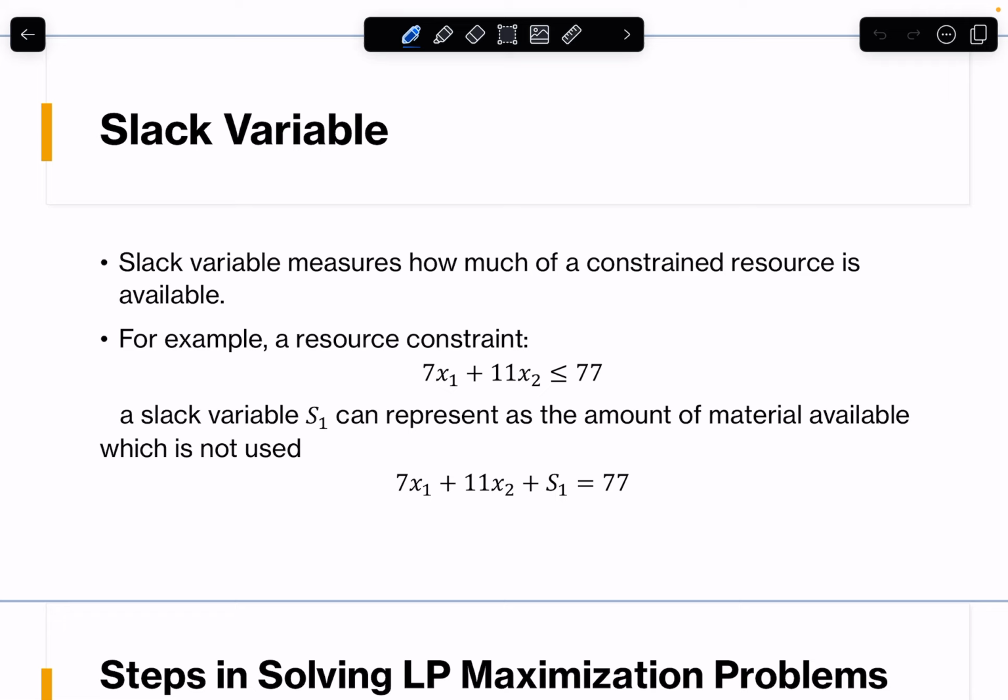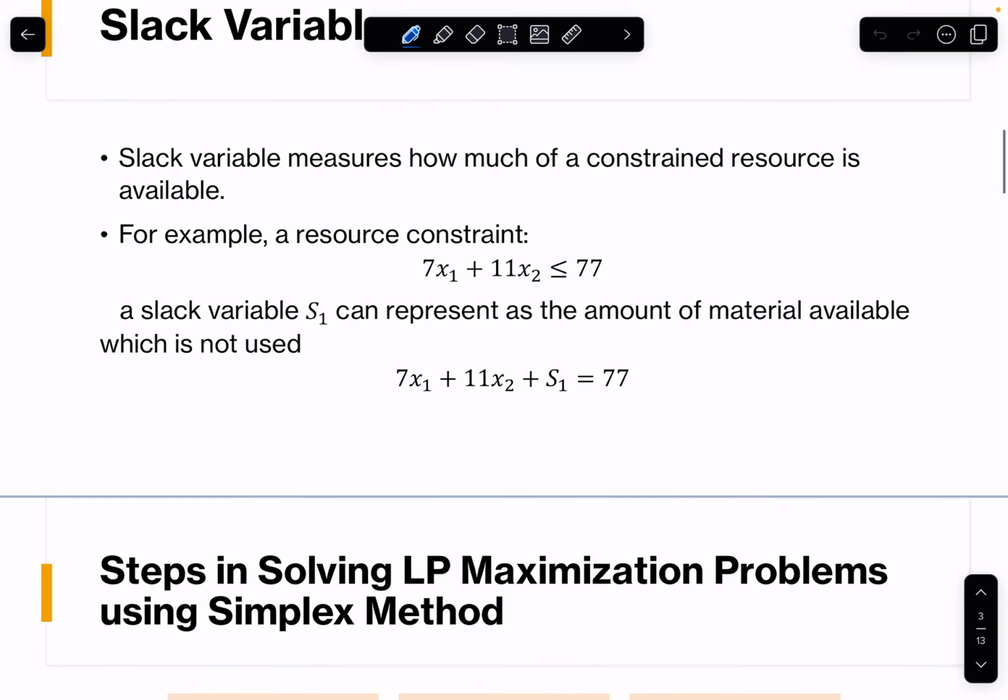Okay, so if we are given a constraint, let's say for example, we have 7x sub 1 plus 11x sub 2, wherein x sub 1 and x sub 2 are the decision variables, and this constraint is less than or equal to 77. So in the simplex method, we are introducing a slack variable s sub 1, that is to represent the amount of resource which will not be used. Okay, so that is the slack variable.